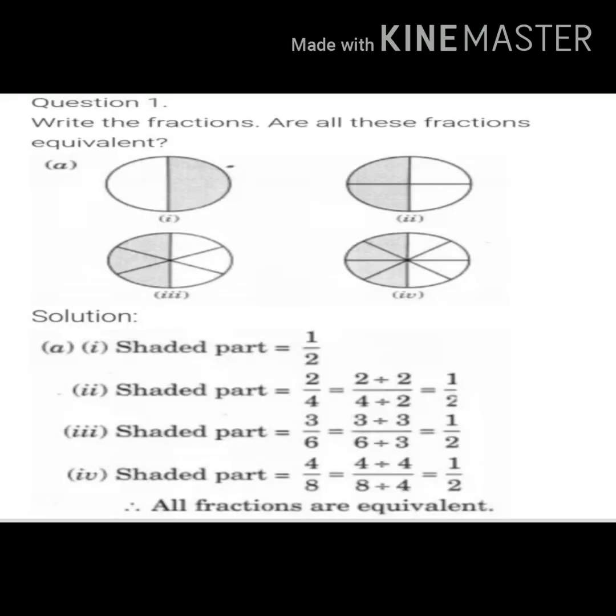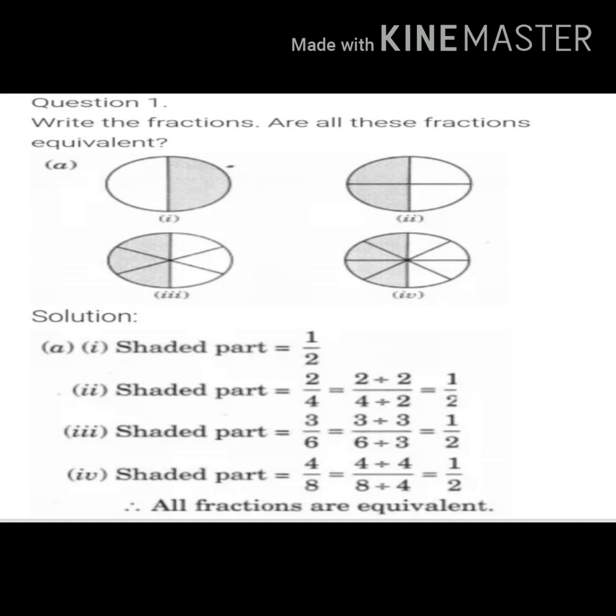Let's understand question 1. Write the fractions. Are all these fractions equivalent? We have been given some figures. We have to write the information in the form of fractions. First part. In first part, this figure is divided into 2 equal parts and one part is shaded. Therefore, fraction is 1 upon 2. Second part. In this part, a whole figure is divided into 4 equal parts and 2 parts are shaded. So we will get 2 upon 4.